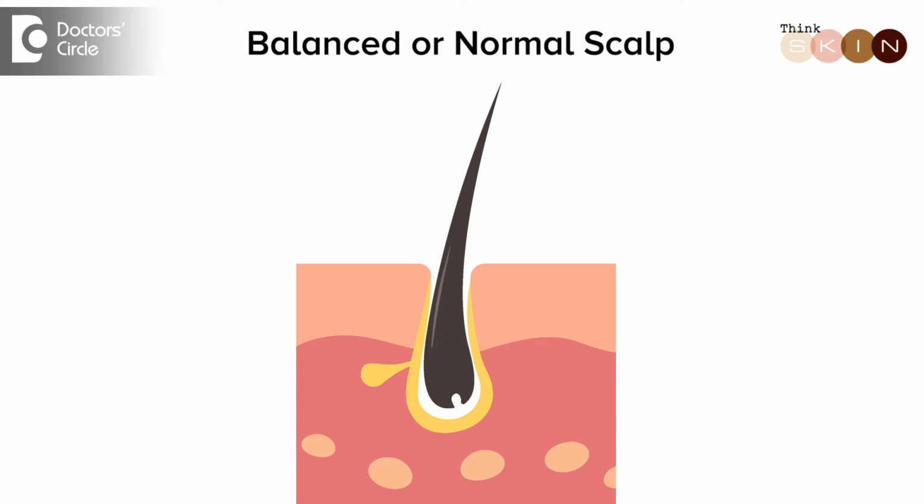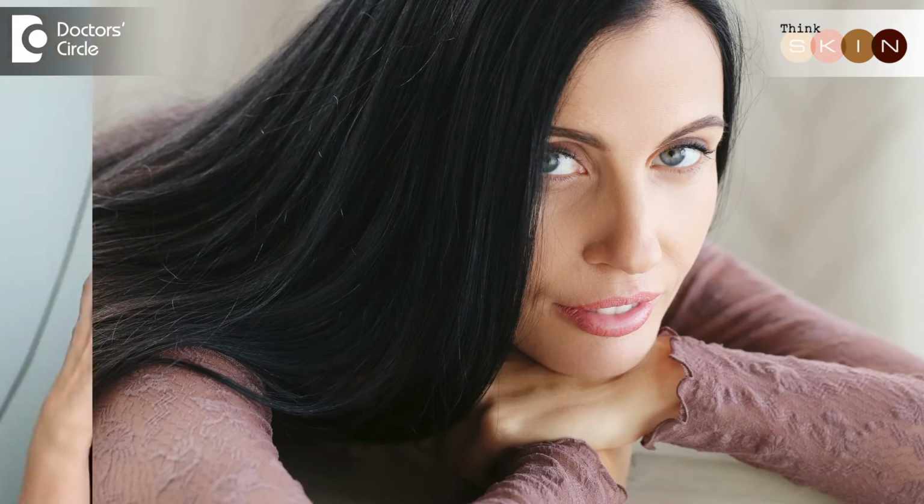And the last, the balanced scalp type, is where the scalp has the right pH and the right amount of oil secretion or sebum secretion. Thereby, you see healthy, nourished hair as well as less breakage and hair loss.